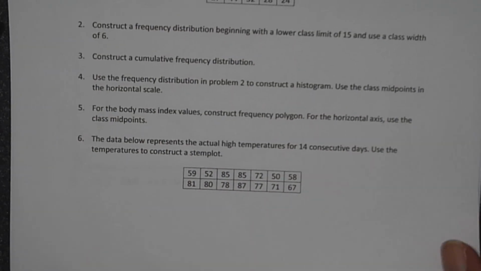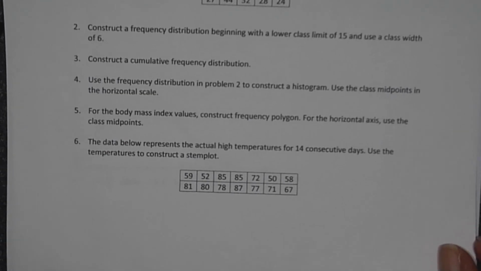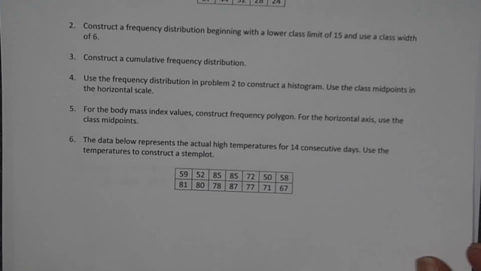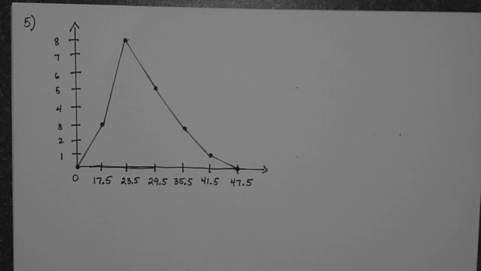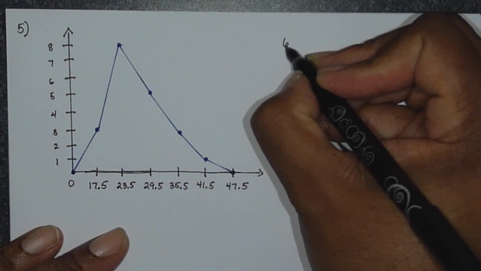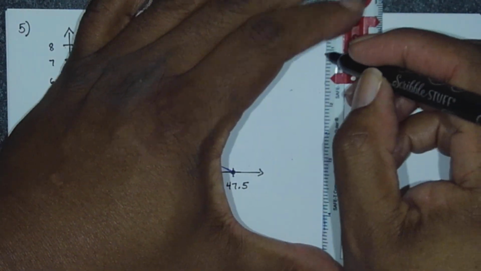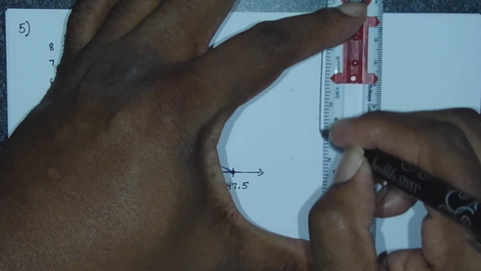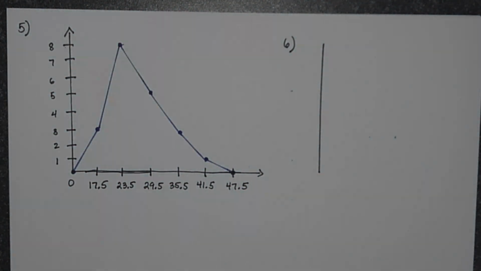All right, now problem number 6 is the data below represents the actual high temperature for 14 consecutive days. Use the temperatures to construct a stem plot. Okay, so pretty much, let me draw the stem plot over here. If you recall, the stem plot is just a vertical line. The stems are on the left-hand side, and your leaves will be on the right side.